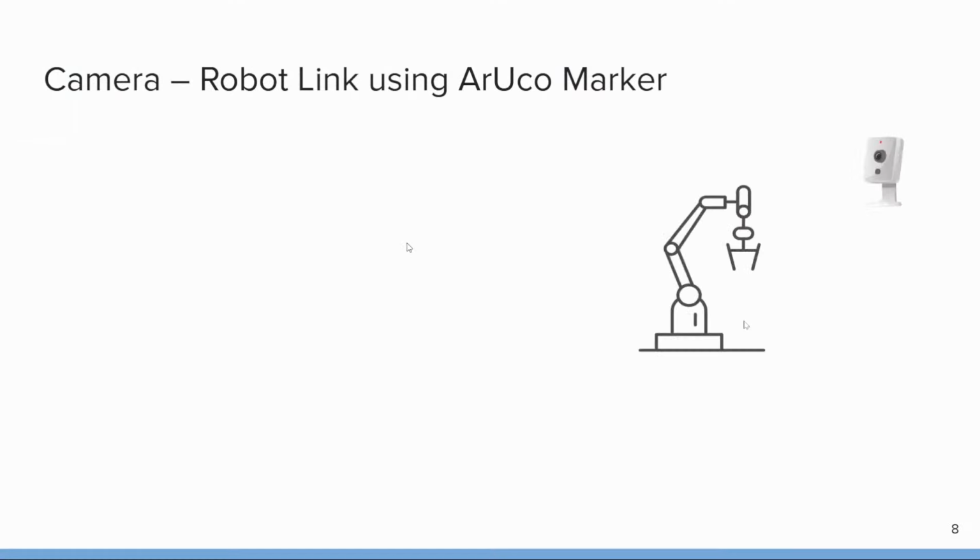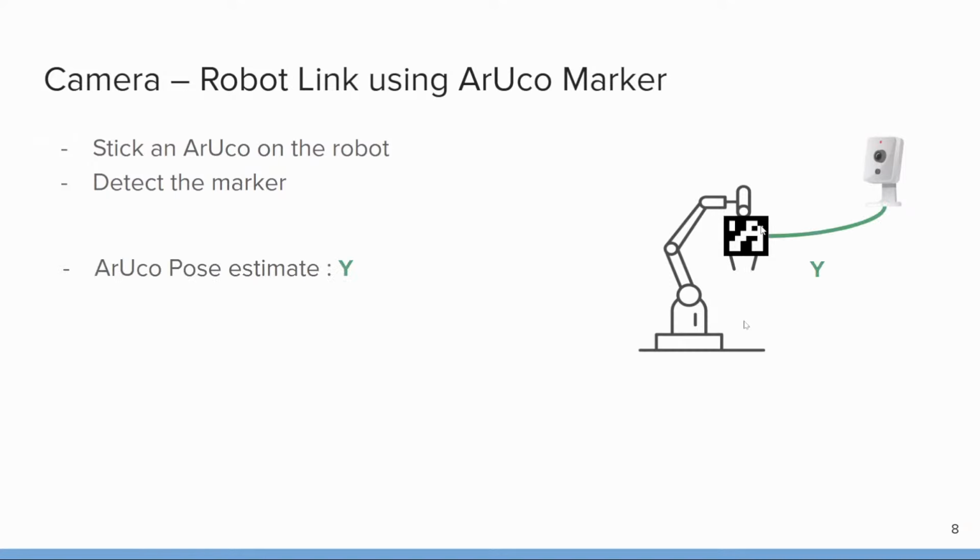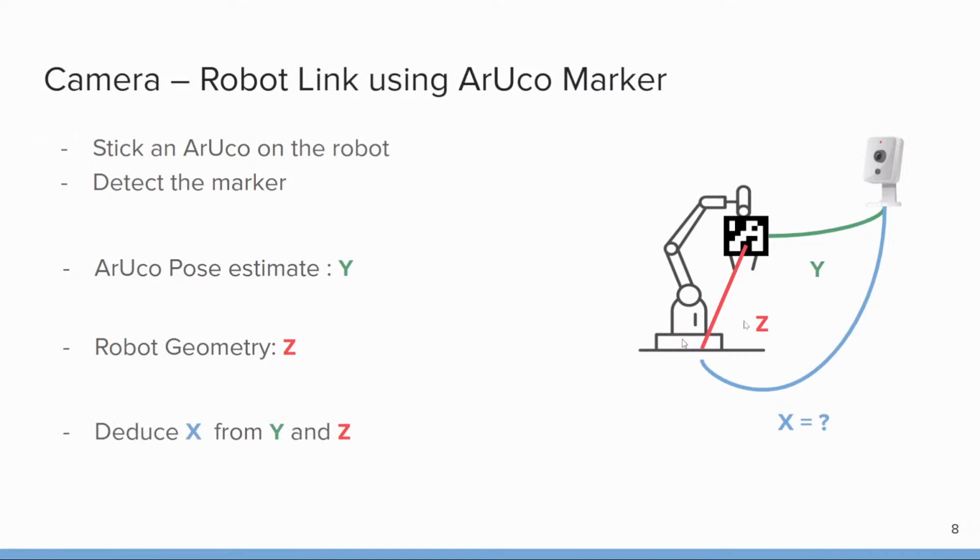Here, to explain a bit more about the steps of this project, we will be taking a robot arm and then we will stick an Aruco marker on its gripper. Then the camera is going to try to detect the position of the Aruco marker. This will give us an estimate that is y. And since we already know the geometry of the robot, we can safely compute the distance between the base here and the gripper of the robot. So we are going to get z, and then we can finally establish the link between the base link and the camera link, which is x. We can deduce it from y and z.